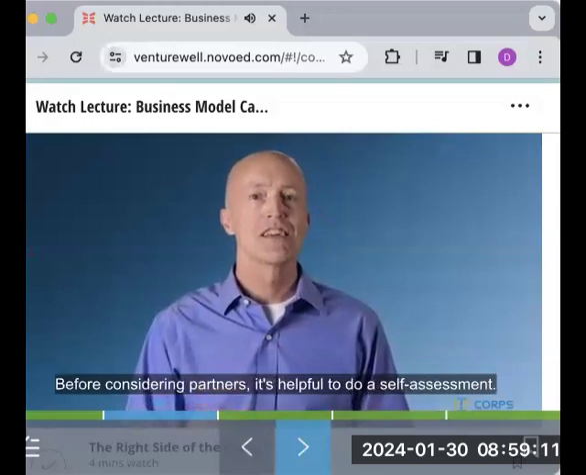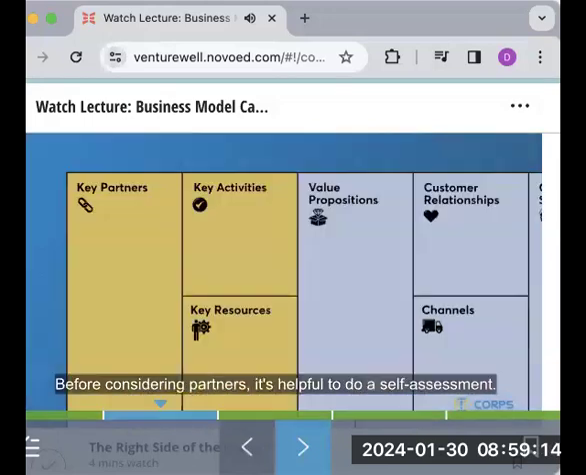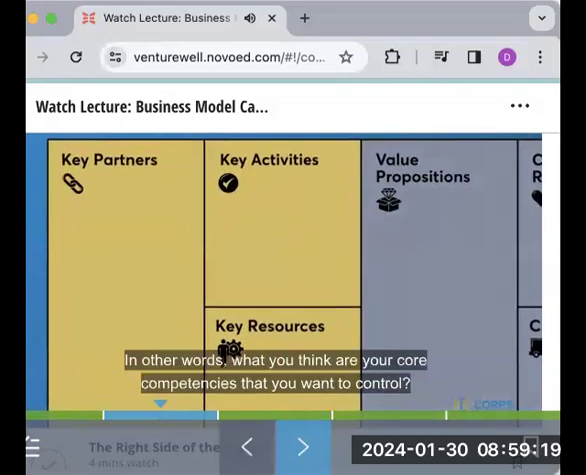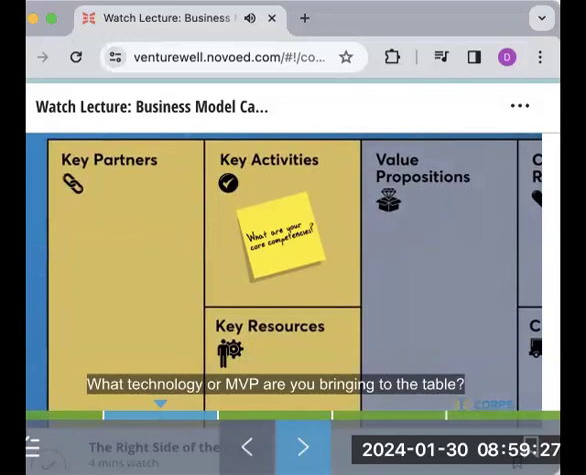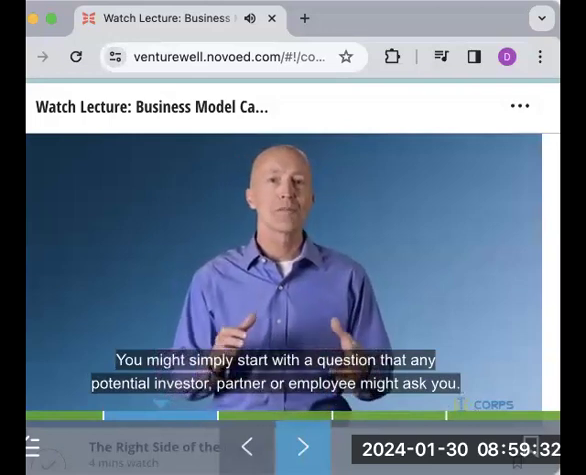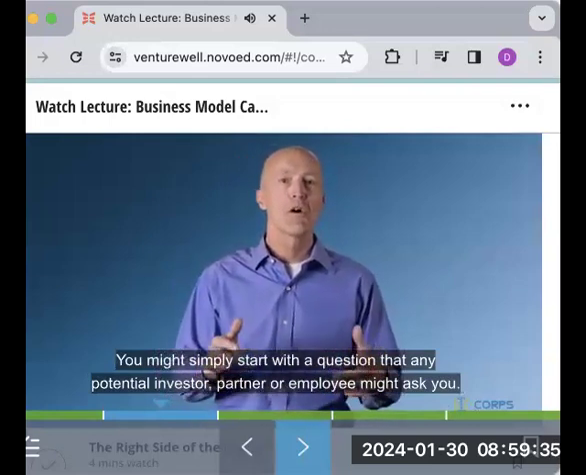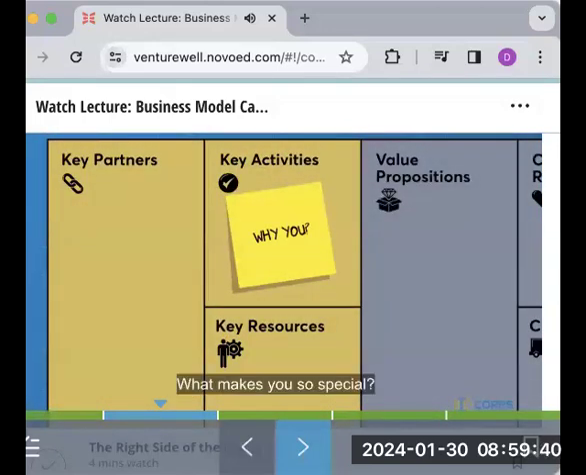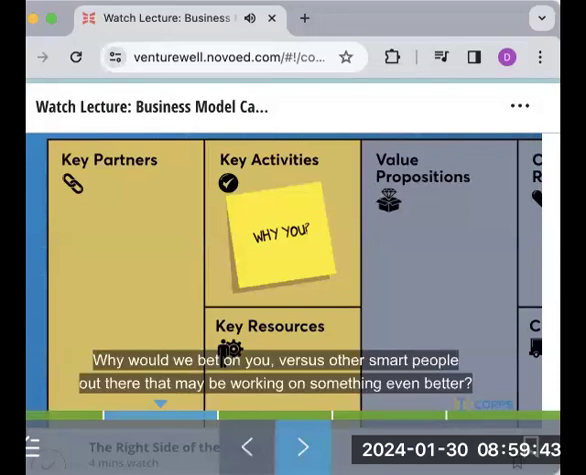Before considering partners, it's helpful to do a self-assessment. What are the key activities that you want to do in-house? In other words, what do you think are your core competencies that you want to control? What technology or MVP are you bringing to the table? You might simply start with a question that any potential investor, partner, or employee might ask you. So why you? What makes you so special? Why would we bet on you versus other smart people out there that may be working on something even better?